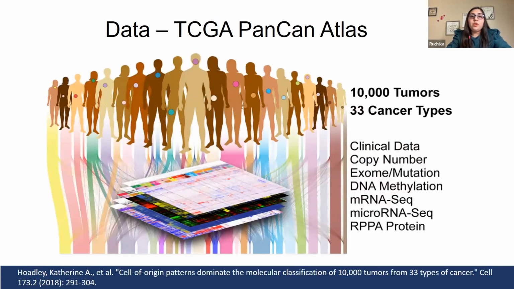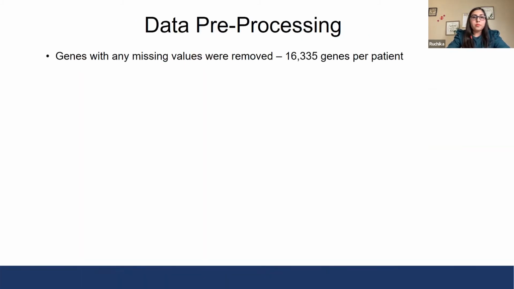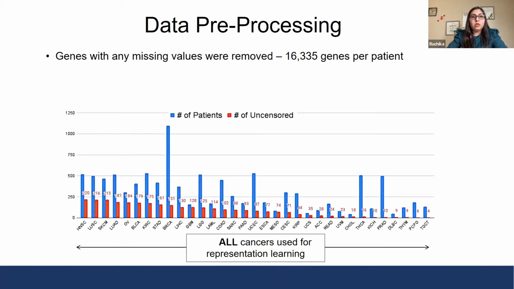So in this work, we used a pan-cancer dataset that contains almost 10,000 tumors, with patients of 33 cancer types. This dataset is publicly available, and it has clinical data and molecular data, as I mentioned here. We worked with the RNA-seq data that had almost 20,000 genes per patient. First, we performed data pre-processing, where we removed those genes where we had missing values. After that, in total, we had almost 16,000 genes per patient.